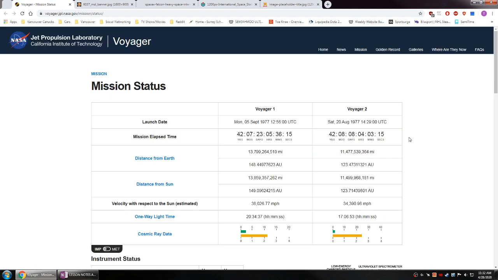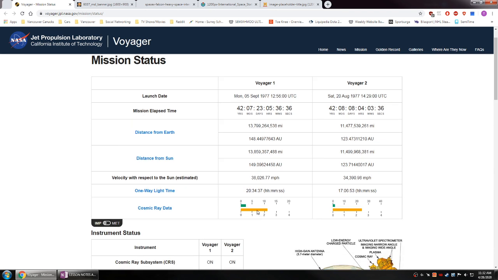And you can actually see the mission status of Voyager 1. You can see that Voyager 1 is approximately in its 42nd year of existence. It's about 140 astronomical units away from the Earth. It's moving at approximately 38,000 miles per hour, and it takes light about 20 hours to reach it. So that's a really far time. Light, as fast as it's traveling, still takes 20 hours to reach Voyager 1.